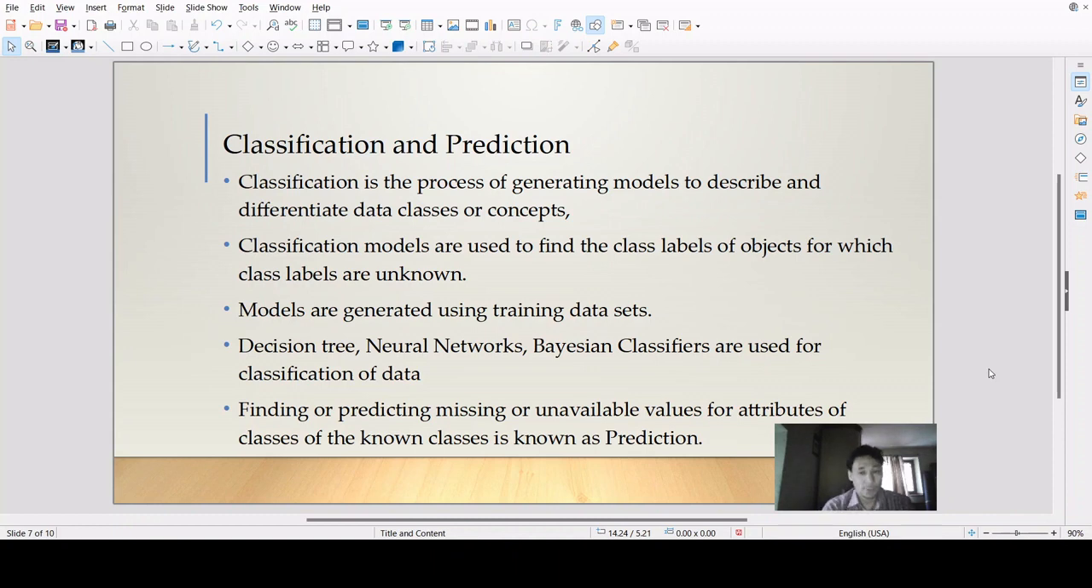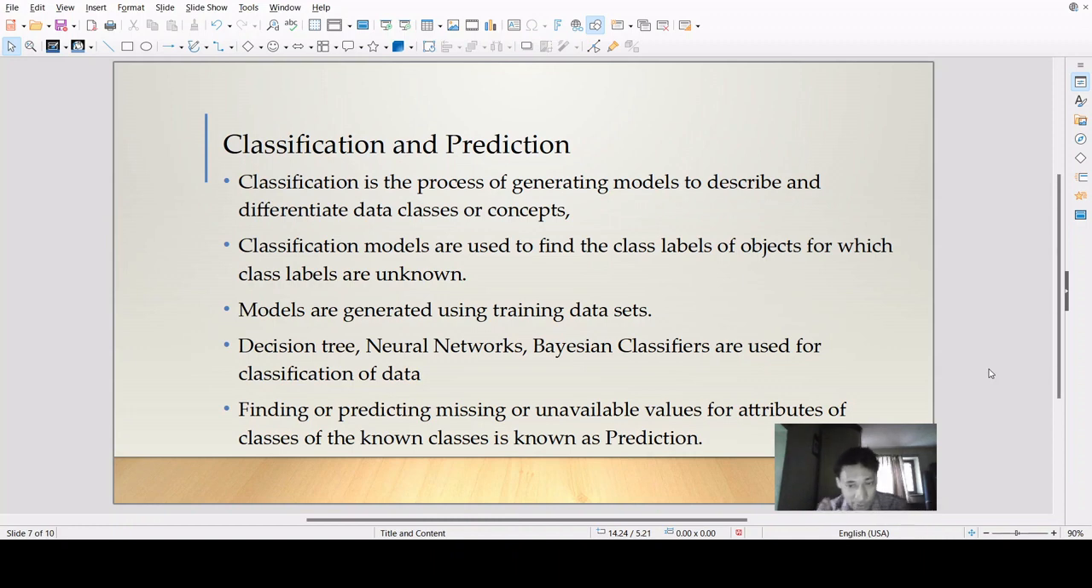In this way, we can analyze the data, but in the case of classifying data, first we have to generate the models, and these models are used to work on the data. Classification models are used to find class labels of objects for which class labels are unknown. Initially, we do not know in which class the data belongs. Models are generated using a training dataset. In the training dataset, we know which class the objects belong to.